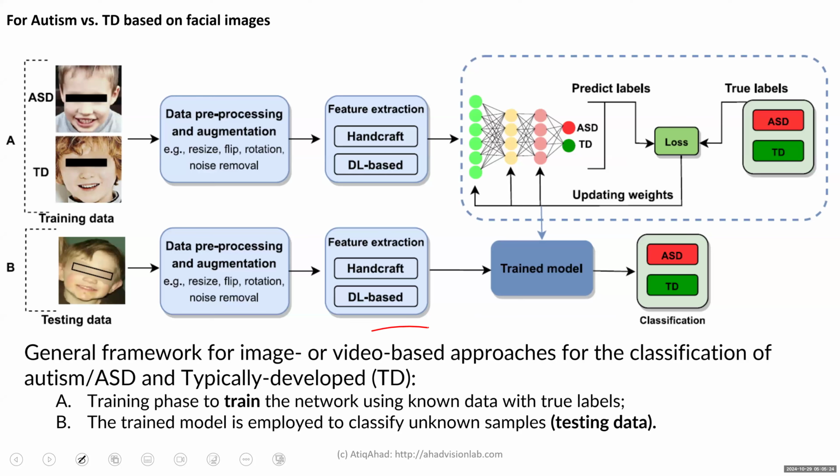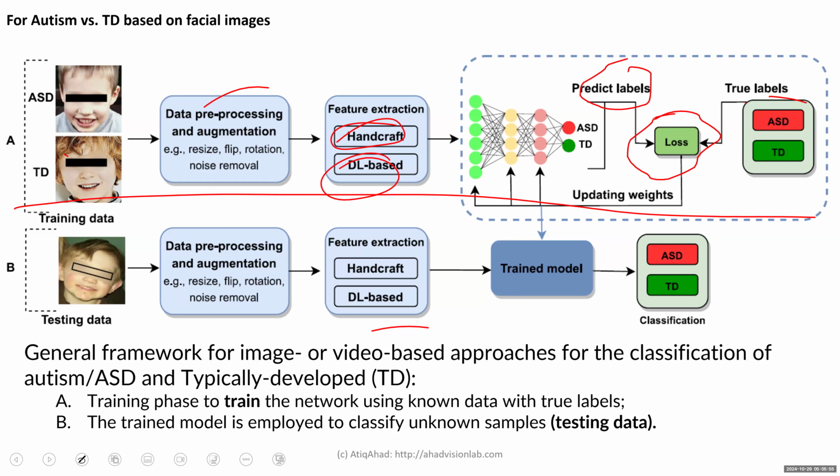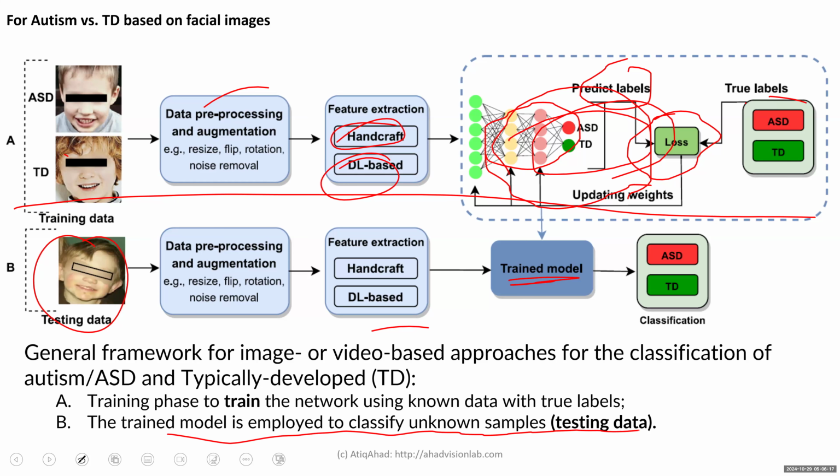I mentioned our work at the beginning, on autism versus typically developed children based on facial images. Here the top part is training, where we have pre-processing after collecting data, and feature extraction, which can be handcrafted features or deep learning features. Then, based on the true labels and the predicted labels, we compare and find the differences, how much gap or loss there is. Based on this, we update the weights and improve under multiple iterations. Finally, that trained model is considered for a new testing data set. Testing means the trained model is employed to classify unknown samples.